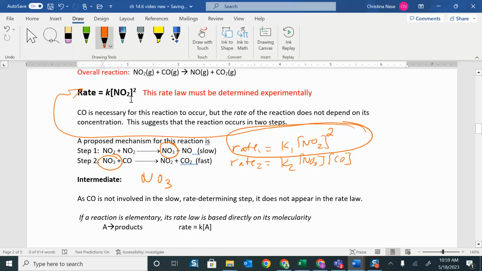Now, another thing that we should mention, and we'll see this in the next one, is that you cannot have an intermediate in your rate law. So if the second step is slow, this process gets a lot harder. We'll do that one next.